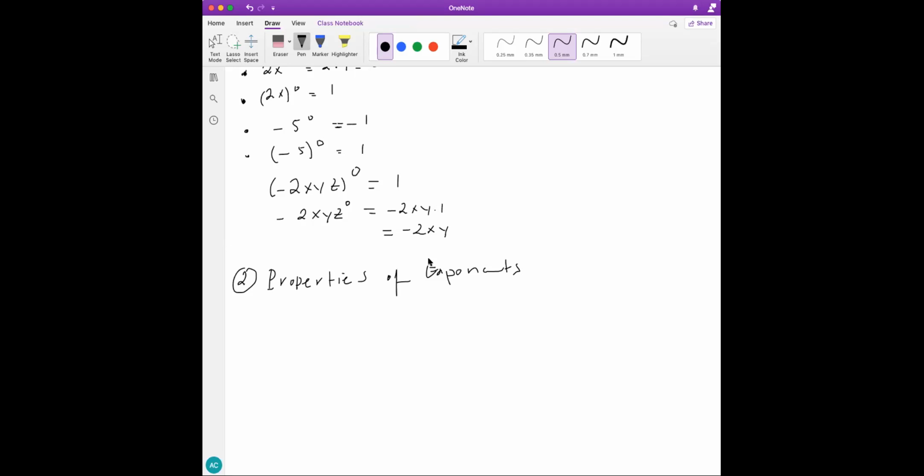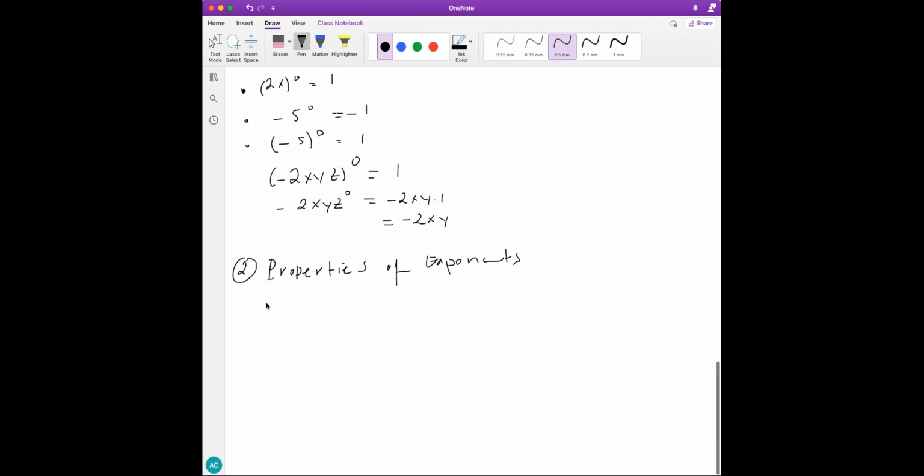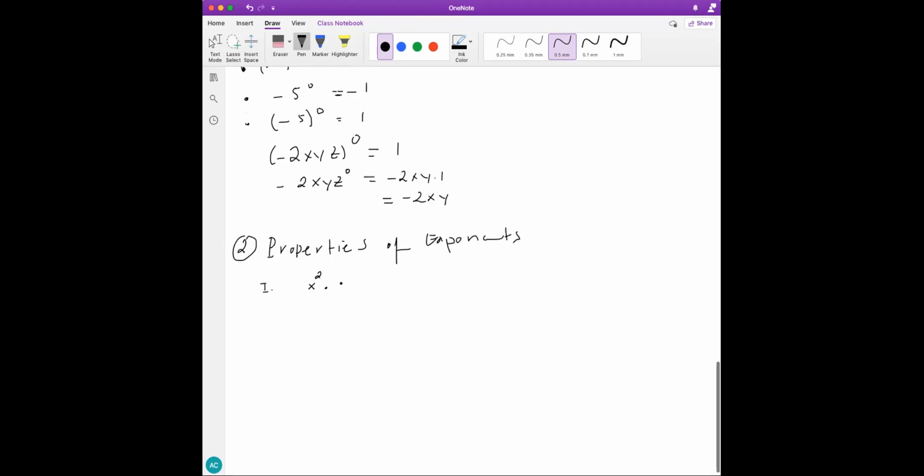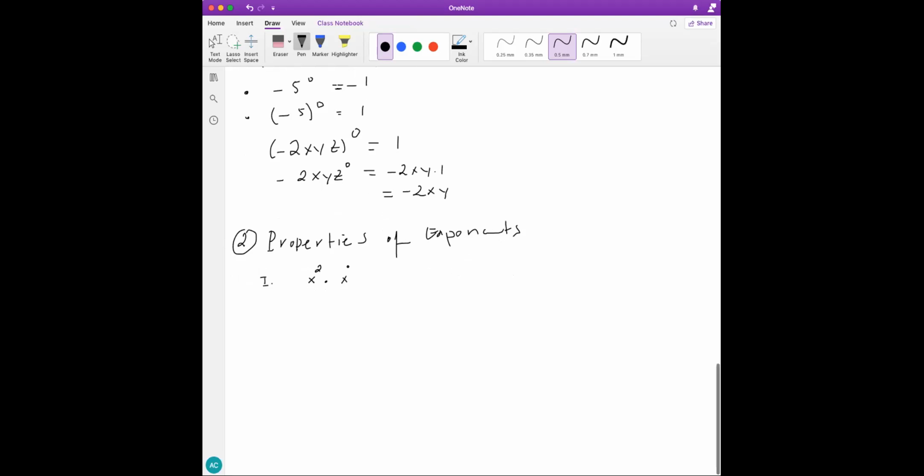All right, so properties of exponents. Rule number one. Let's say for a real number x to the power 2 multiplied by the same real number but to a different power. What do you think this is? X to the second times x to the third.